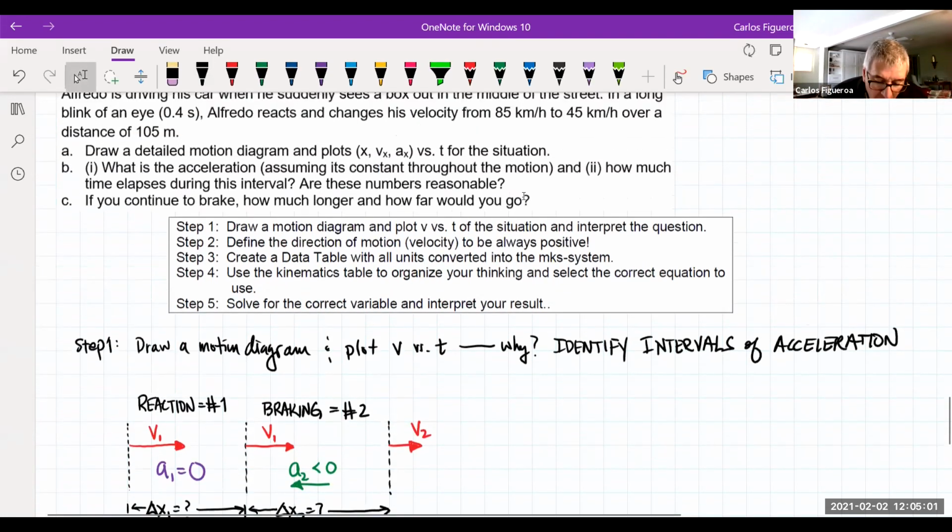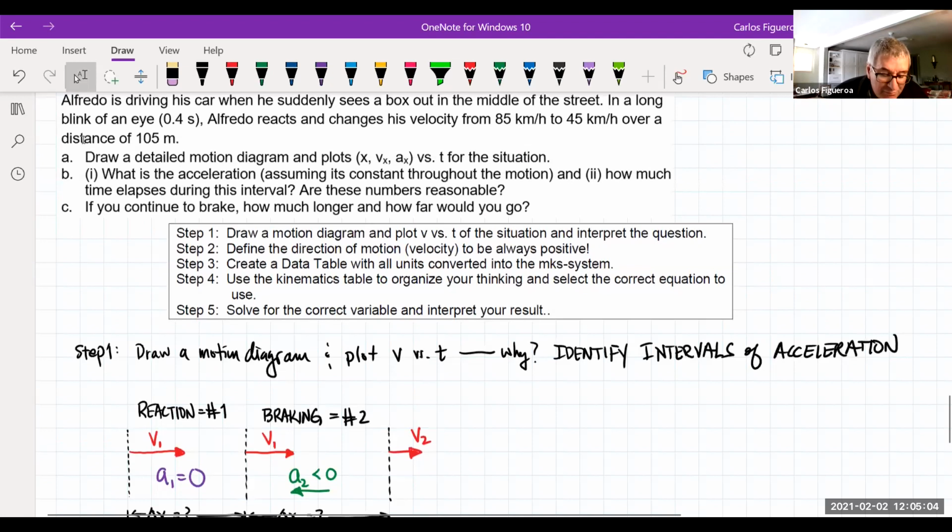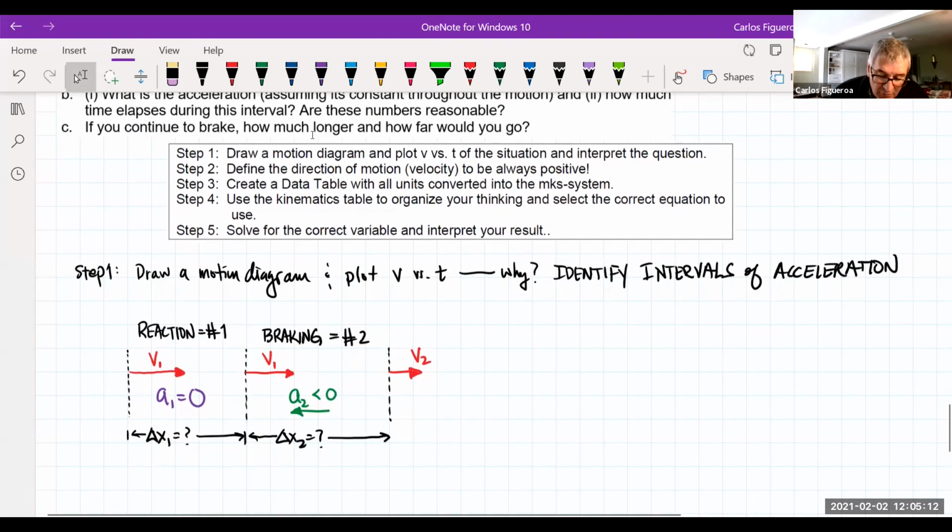But what I do know from the question is that the braking going from 85 to 45 is 105 meters, right? 105. So in other words, when I look at my distance from here to here, I know that my total distance is 105 meters from there to there. So as of right now, that is my motion diagram for this problem.